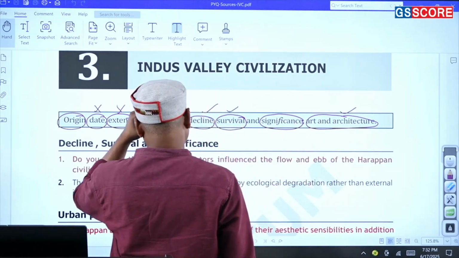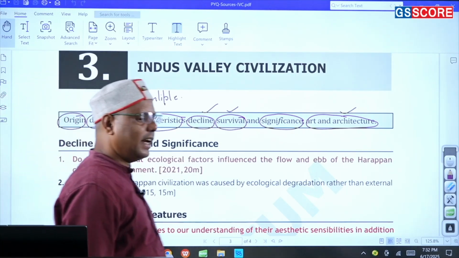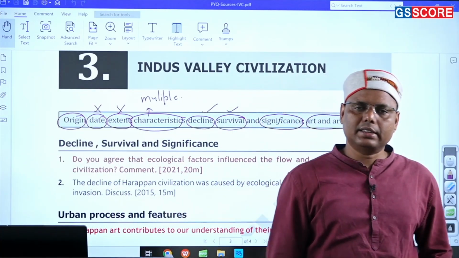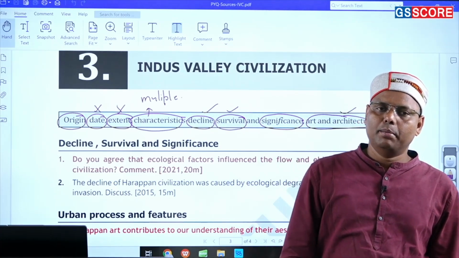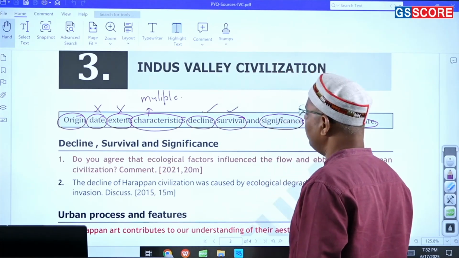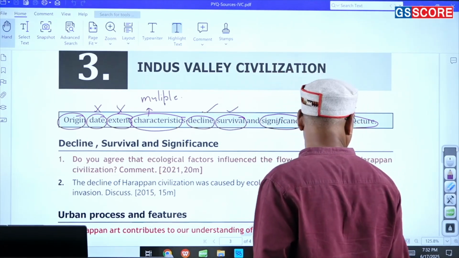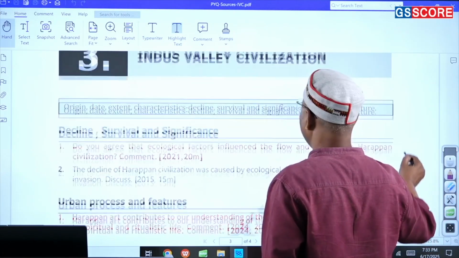So basically, if we see the Harappan civilization, the kind of questions being asked are nothing but reflecting the syllabus only. But then when you study Harappan civilization, you mostly focus on a couple of dimensions, and you ignore so many dimensions here, right? Let's see.